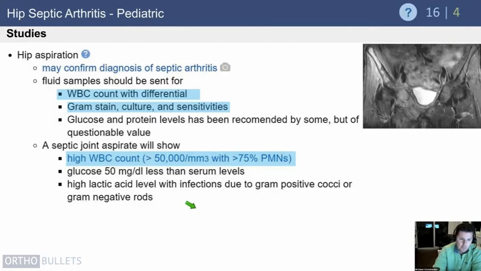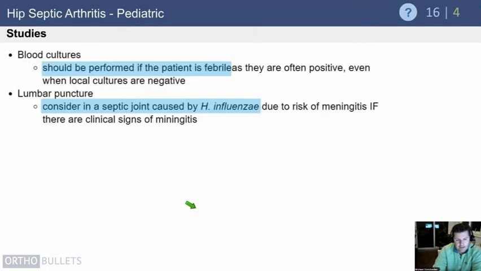And again, a high white blood cell count of greater than 50,000 with greater than 75% PMNs is the most definitive way to diagnose septic arthritis, but again, between 25 and 75 is still the most common diagnosis, so even with lower cell counts, it's not uncommon.